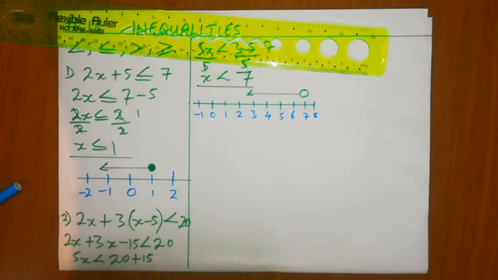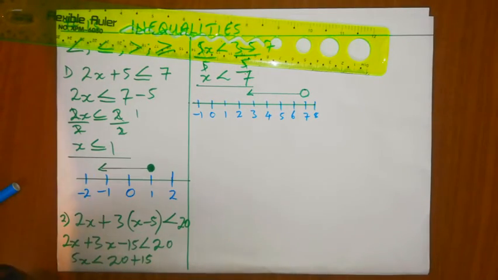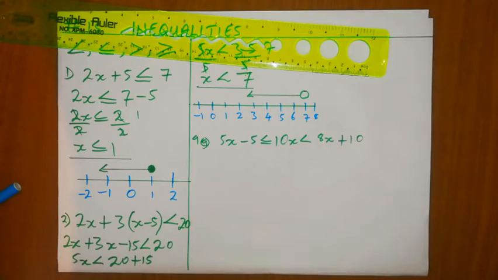So now let's move on to simultaneous inequalities. Let me give you an example of a simultaneous inequality. Okay guys, there is an example of a simultaneous inequality. I took this question from November 2009. I'm going to use it as an example of a simultaneous inequality.